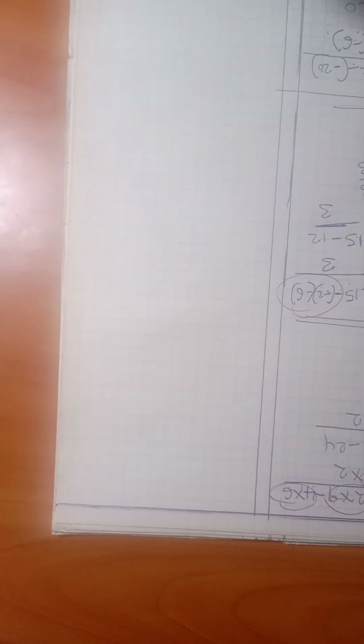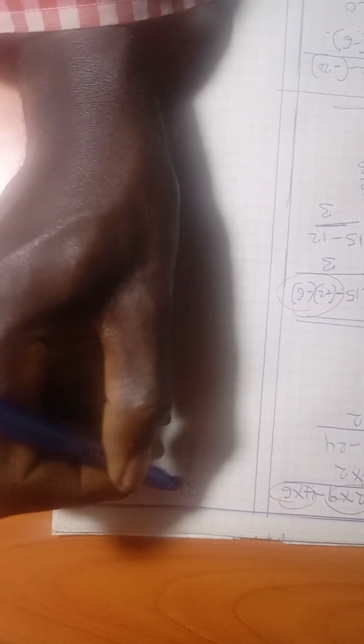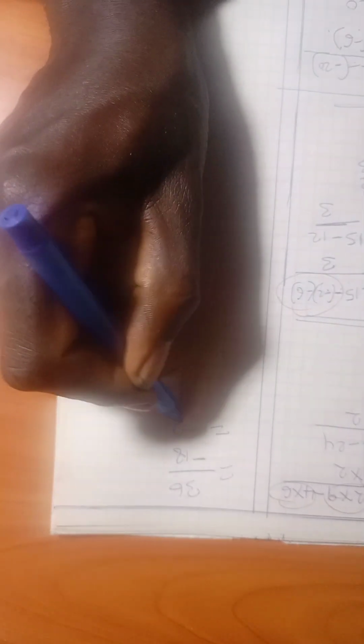Now, when you have 16 plus 20, you have 36. Then when you have -12 minus -6, you have -18. Now, when you divide the two, you get ultimately the answer is -2.